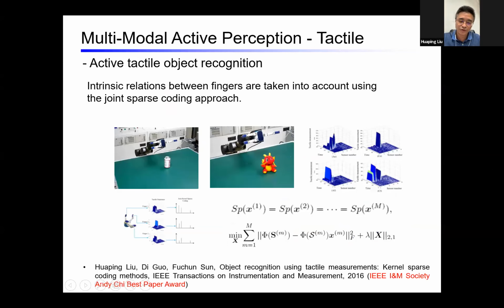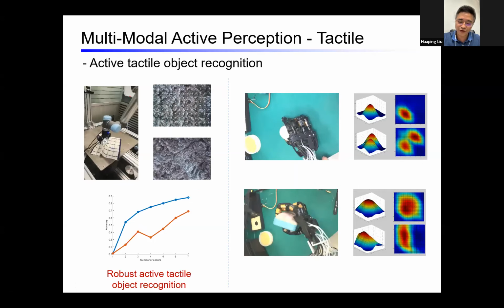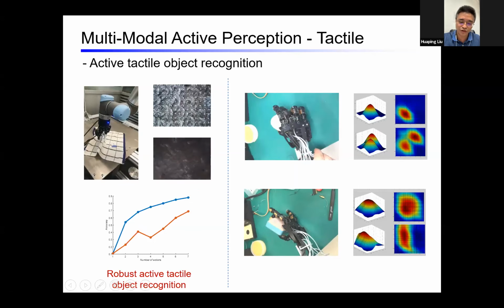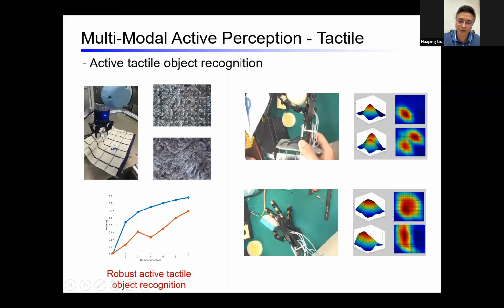Now let's talk about the active tactile perception. One representative task is active tactile object recognition. Tactile sensors are usually fixed on robotic fingers, which can be used to distinguish material texture, roughness, spatial features, compliance, and friction.